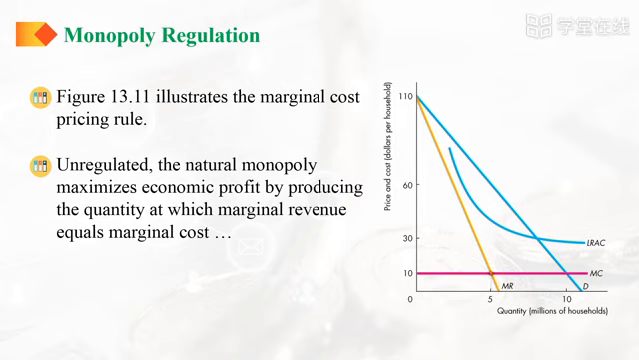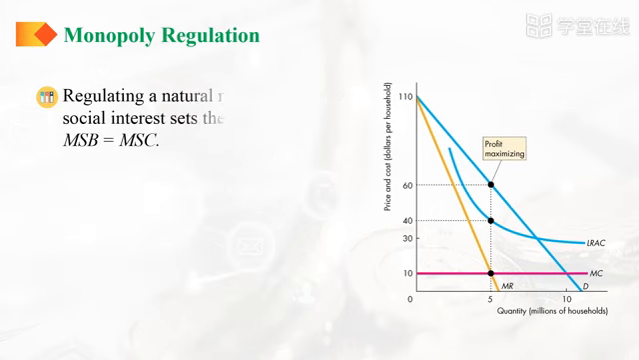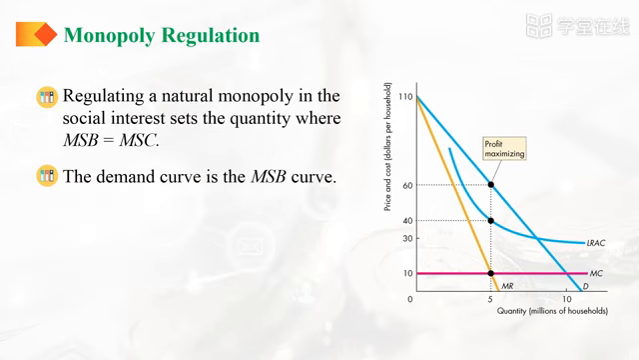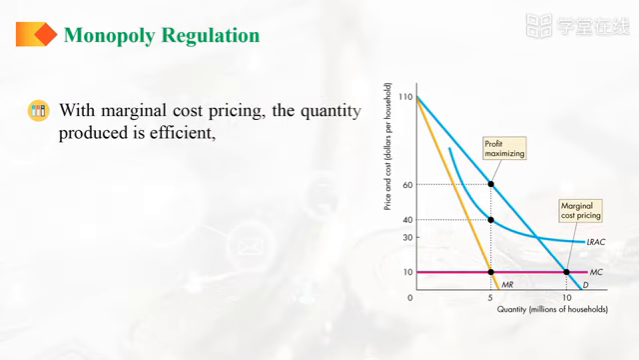Unregulated, the natural monopoly maximizes economic profit by producing the quantity at which marginal revenue equals marginal cost, and charges the highest price, $16 a month, at which that quantity will be bought. With the marginal cost pricing rule, the efficient output occurs if the price is regulated at $10 per household per month, with 10 million households served, where MSB equals MSC. With marginal cost pricing, the quantity produced is efficient.